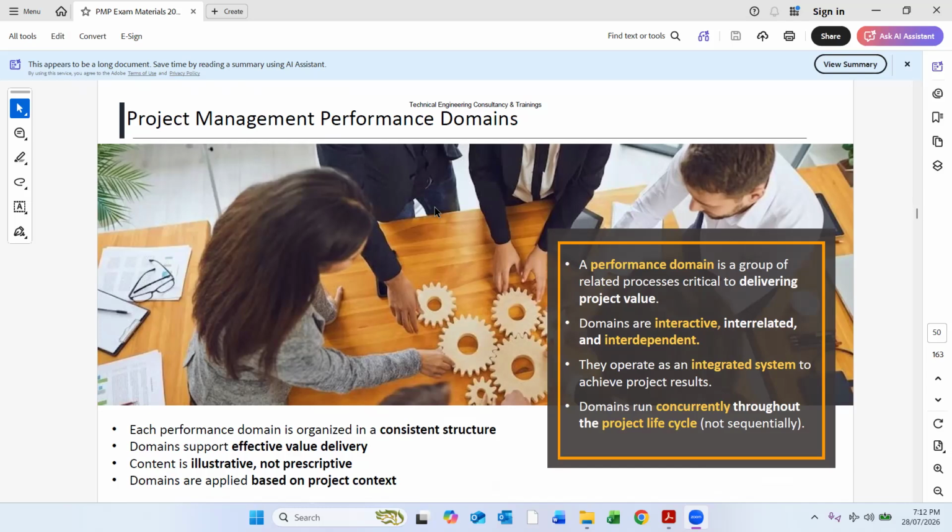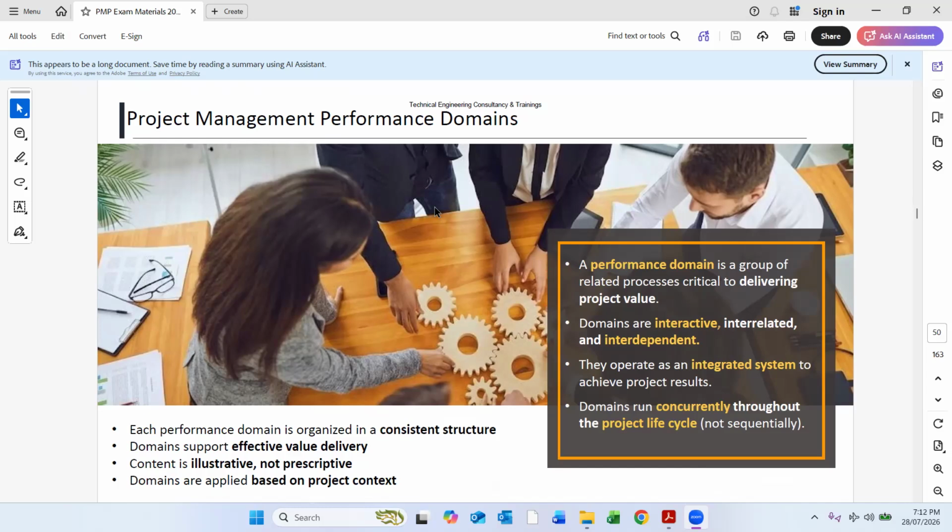So the domains, actually stakeholders, risk, finance, schedule, governance, are interactive, interrelated, and interdependent. They operate as an integrated system to achieve the project results. All of the domains run concurrently throughout the project life cycle. It's not sequential, it's not finish to start; they are overlapping, interrelated, and so they run concurrently.